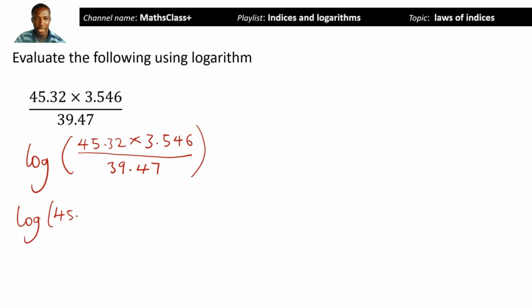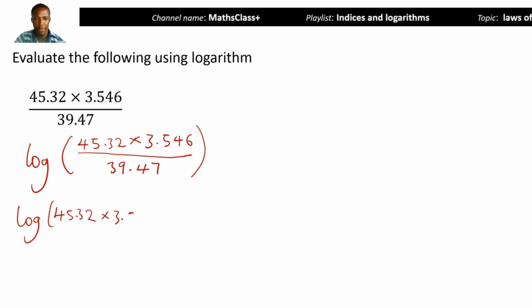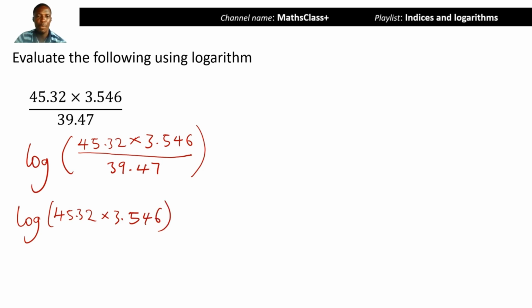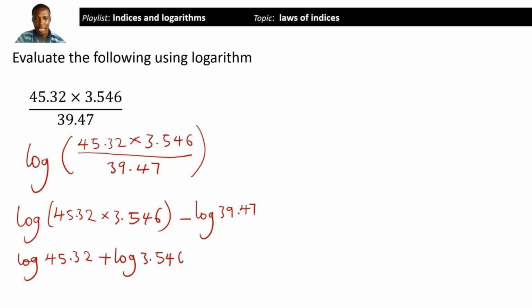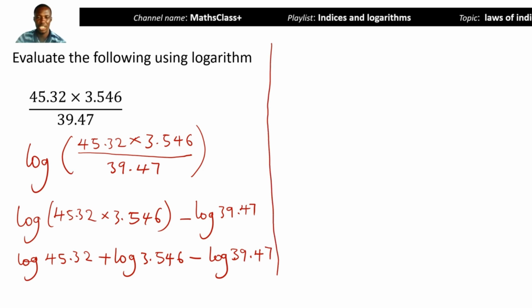So 45.32 multiplying 3.546, and then we will have to subtract. That is the division law. So subtract log 39.47 from it. And then even this one, we are going to also use addition because it's multiplication. So it becomes log 45.32 plus log 3.546, and then minus log 39.47.